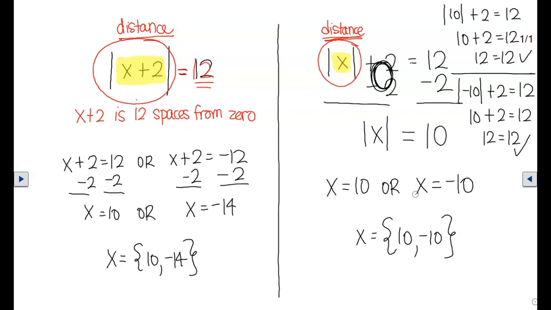So the first thing you're going to do in all of these problems now is see if there's any stuff outside the absolute value bars. And if there is, you're going to get rid of it. You're going to isolate your absolute value first so you know exactly what your distance is. And then once you know what your distance is, then you can make your two equations.